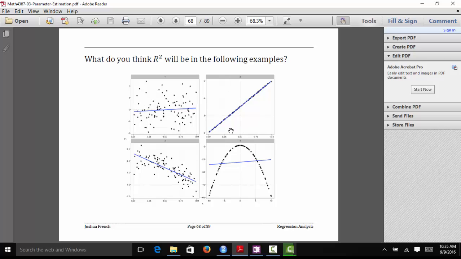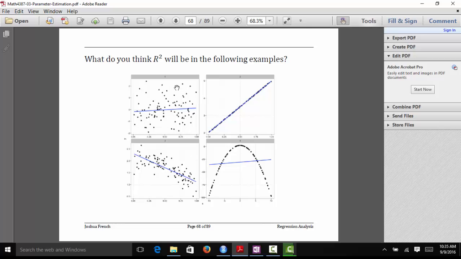Whereas in this example right here, we see that this line looks very close to the responses. And so there's not a lot of unexplained variation, and so we expect R squared to be high. In this example right here, you can almost imagine there's a little bit of a curve, so maybe we should actually be fitting a quadratic. But overall, this straight line doesn't fit too terribly poorly.